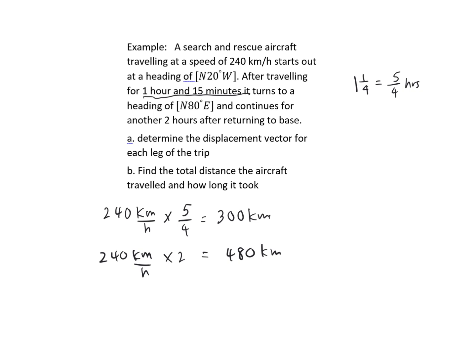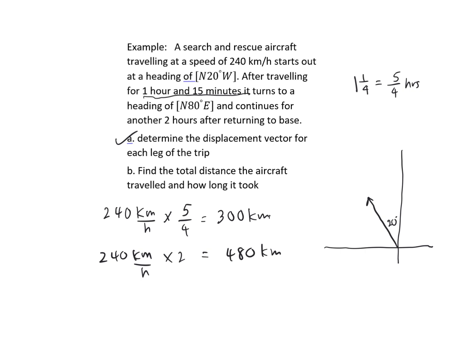And we want to, so this is A, determine the displacement for each leg. So we found the displacement of the first 2 legs. We need to find the resultant to find the displacement returning to base. So I'm going to do tip to tail first, and then we'll do components to compare. So let's draw a diagram. We'll draw a quadrant here. So the first leg of the trip, they're traveling 300 kilometers north 20 west. So we're going to go north 20 west, which is approximately there.